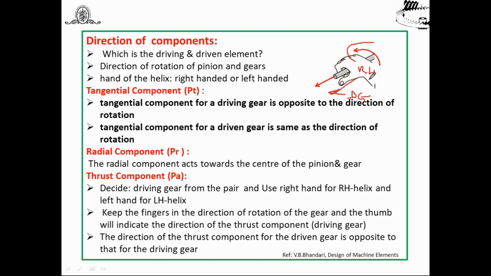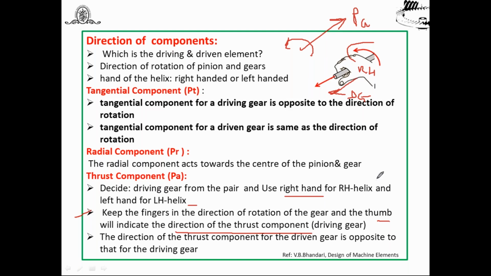And if it's a left hand, you use the left hand. If the direction of rotation is again in this way and the gear is left hand, you will get the axial thrust Pa towards this direction. You can imagine and do this. So first of all decide right hand or left hand, and accordingly use the left or right hand. Keep the hand on the gear in the direction of rotation, and the thumb will indicate the direction of the thrust component.